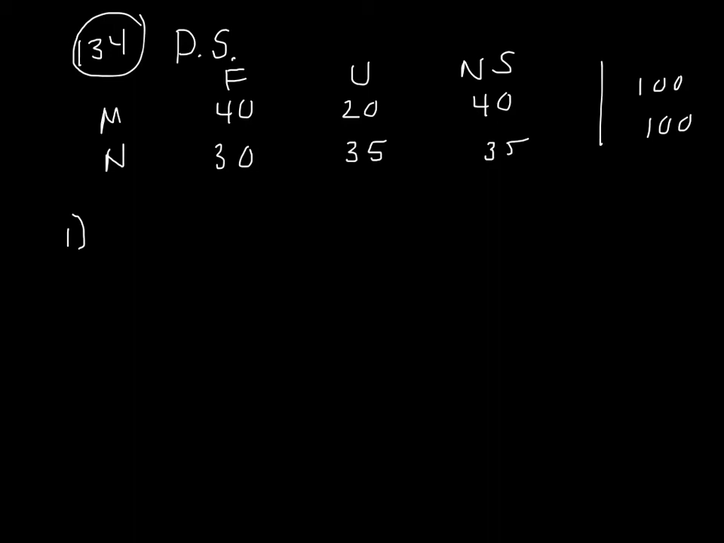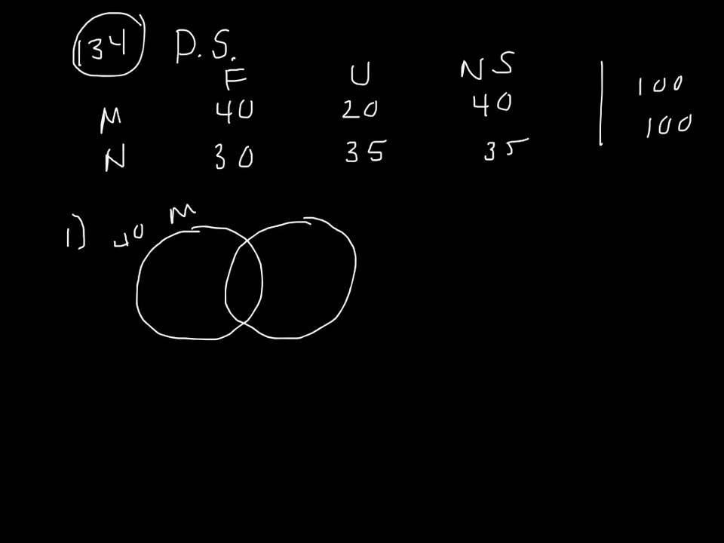And it says the number of voters who did not respond favorable for either candidate was 40. Okay, so let me see if I can do this. There's my Venn diagram, and we know based on the chart, 40 were favorable for M, and 30 were favorable for candidate N. The number of voters who did not respond favorable, well, if they didn't respond favorable, that means they responded either unfavorable or not sure. And that would, of course, be 60.